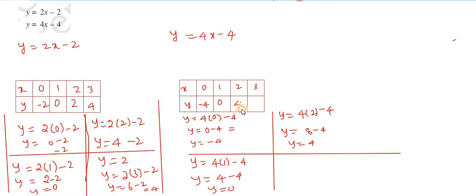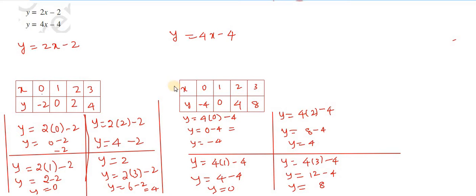Then y is equal to 4 into 3 minus 4. 4 3s are 12, 12 minus 4. Therefore y is equal to 12 minus 4, which is 8. Okay, so this is the table.